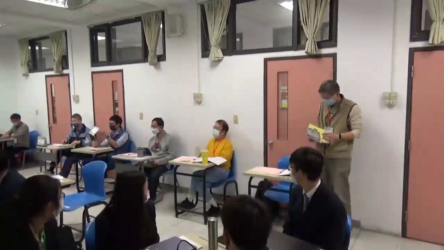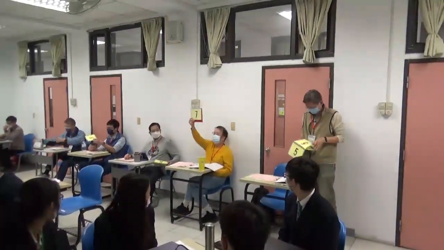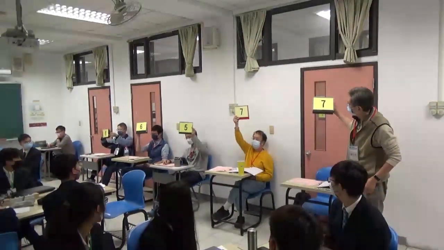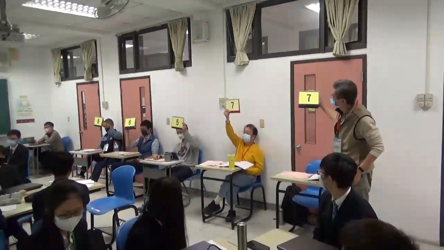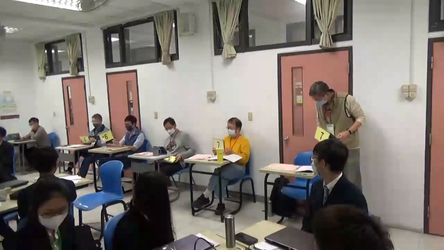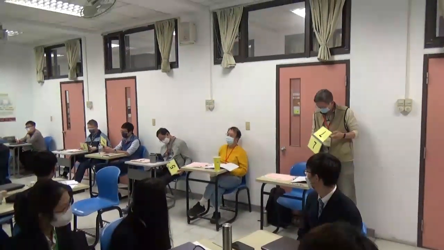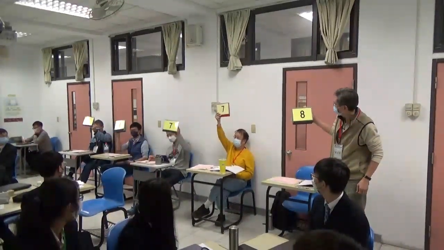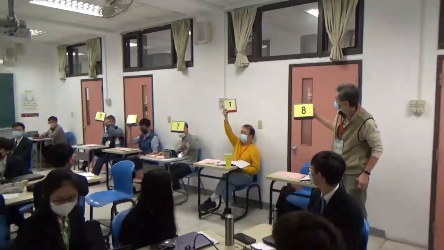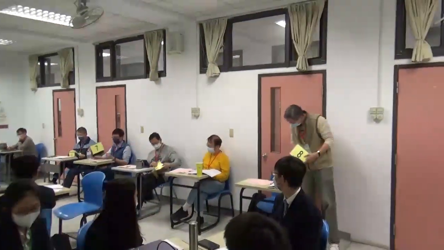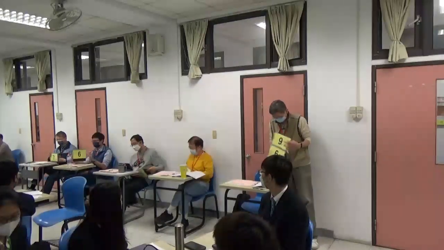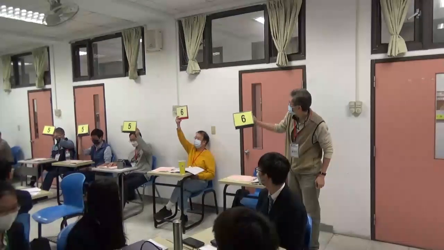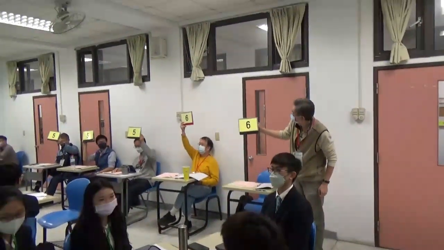Okay, so first for the reporter: 7, 7, 5, 6, 6. For the opponent: 8, 7, 7, 7, 7. And the reviewer: 6, 6, 5, 5, 5.